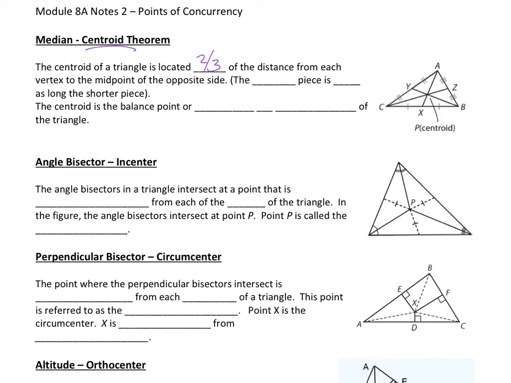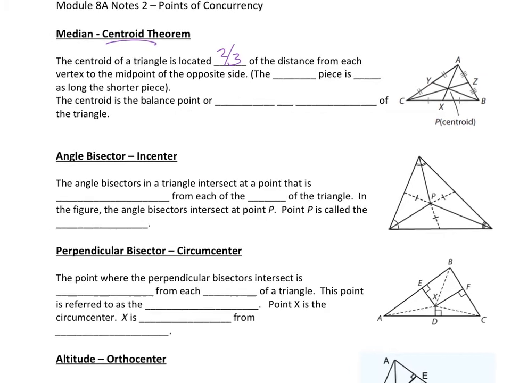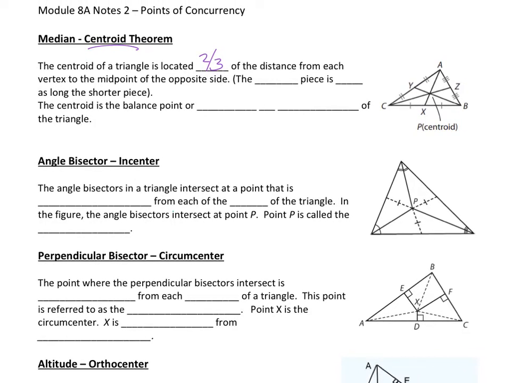So if you look at our triangle off to the side, CZ is our median, and our point, there's really no point or label for it, but that's point P right there, the centroid. So now we can see that it is 2/3 the distance from the vertex to the opposite side. You can see we have a longer piece and a shorter piece, and our longer piece is going to be twice as long as the shorter piece.